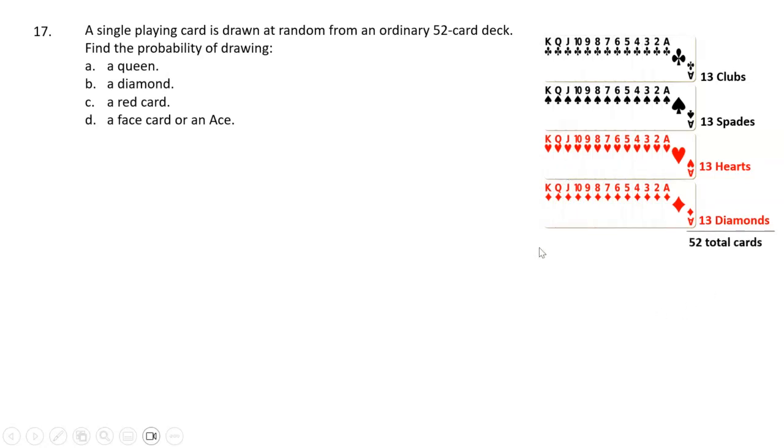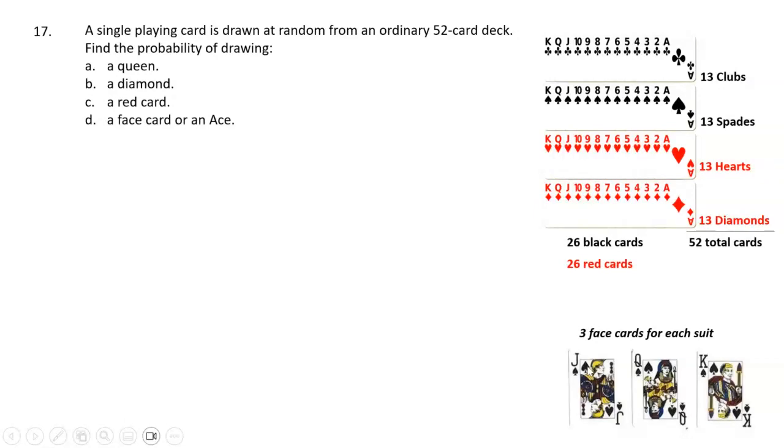If you notice, there's going to be 13 in each suit, so it's going to be 26 black and 26 red. Half of them are black, half of them are red. Also, each suit has 3 face cards. What are the face cards? Well, they're the cards that have a face on them. You see, all 4 suits have 3 face cards.